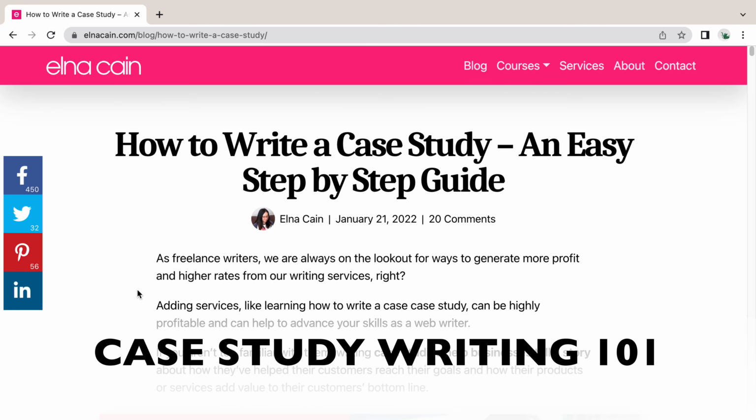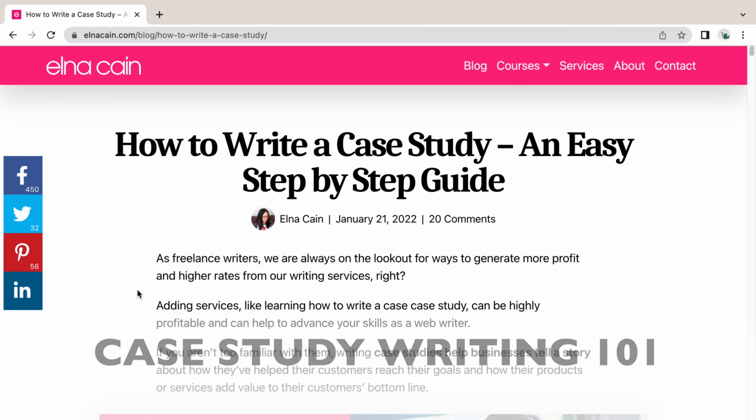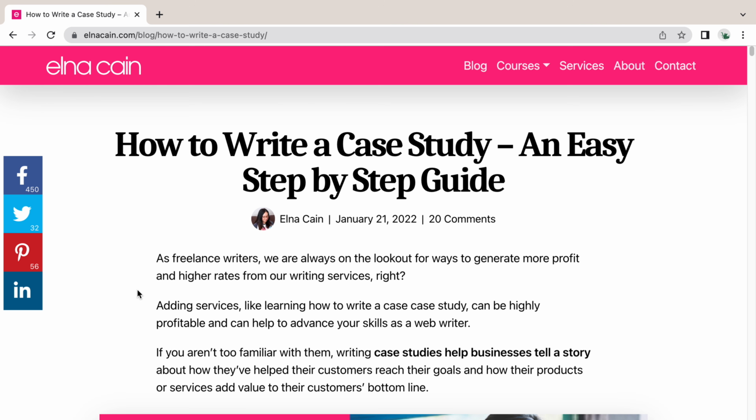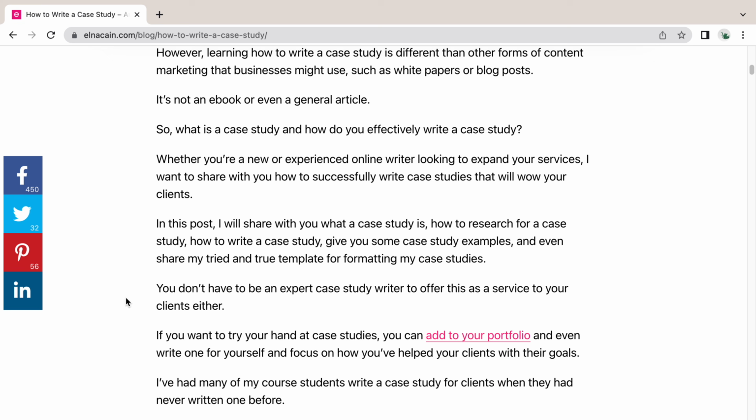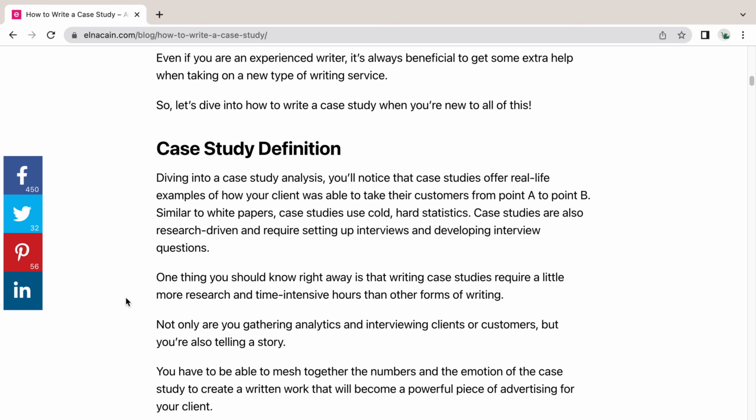Case Study Writing 101, writing a case study for money. This is a blog post over on my website of how to write a case study, an easy step-by-step guide. Now if you're new to case writing, you want to know what the heck is a case study? What do you do? So in this post I talk about the definition.